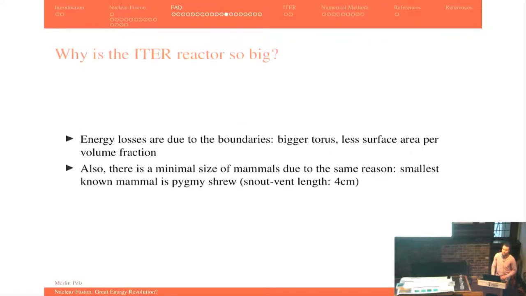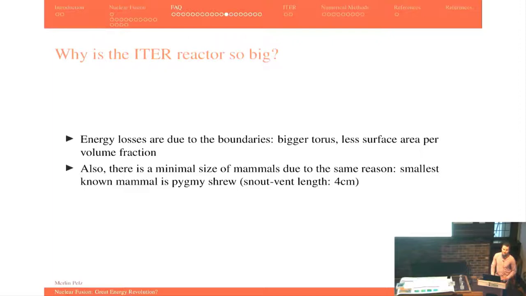Energy losses are due to the surface, just as we have seen before. So the less surface area we have, so the bigger the inner radius of the torus, and the smaller the outer radius, the more volume it has and the less surface area. So it can stay hot and it can burn the longer, the better. So we want a high radius here. We want a large volume and a small surface area.